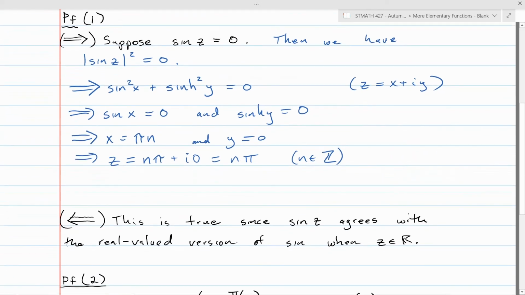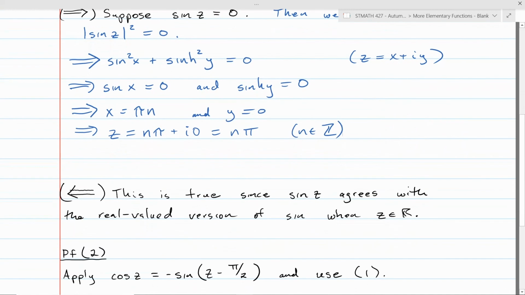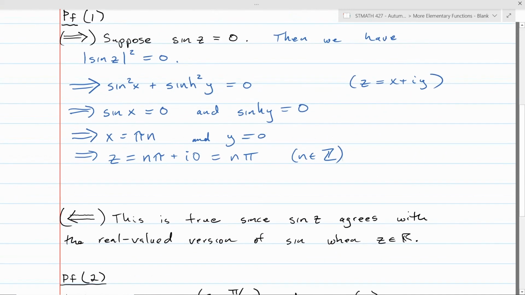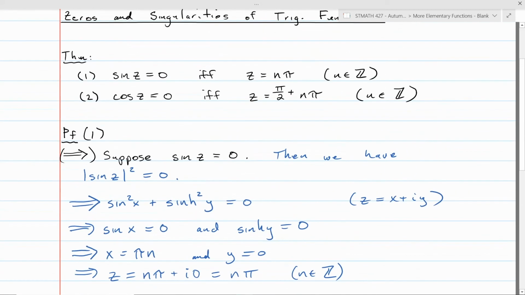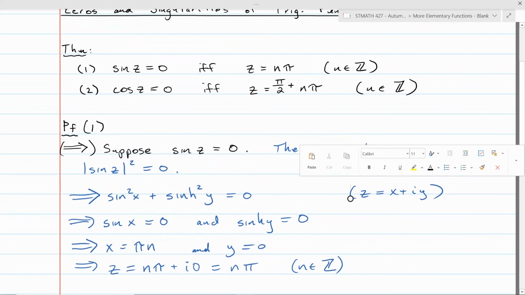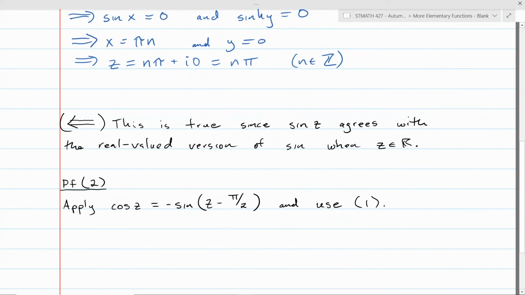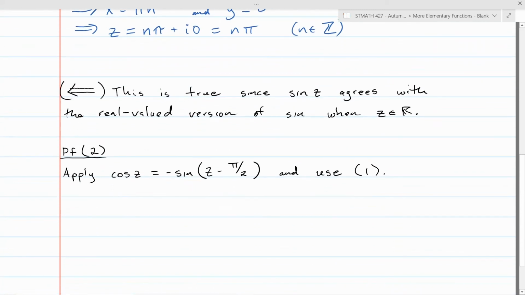And then the reverse direction is just evident because sine of z agrees with the real valued version of sine whenever you plug in a real number. So if you suppose z is the real number n times pi, of course sine of z is going to equal 0 at those points because sine of z has the same value as the regular old sine function.